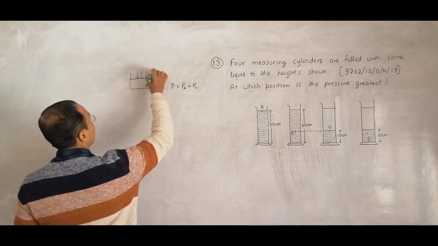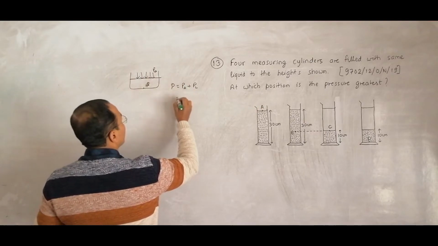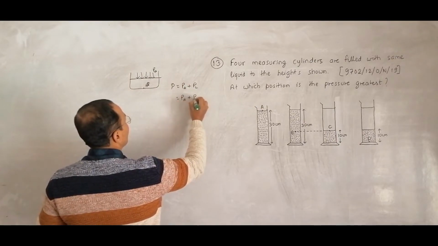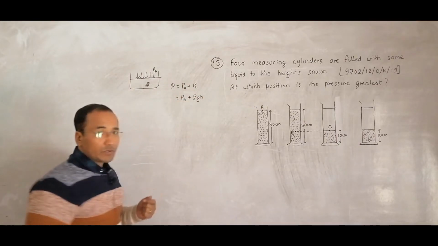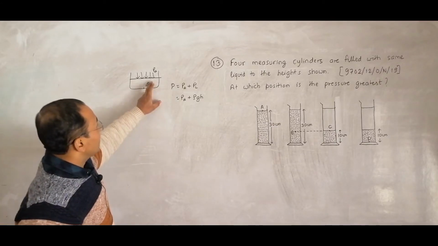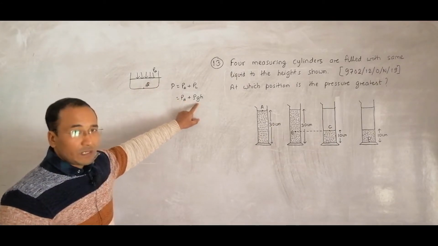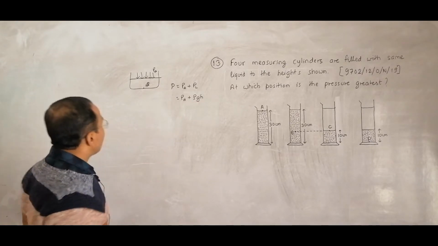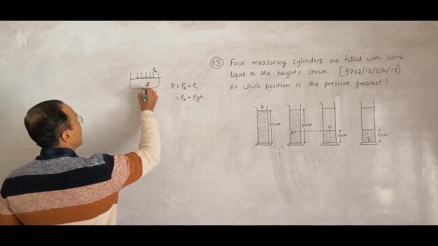This is the P atmosphere. So it is equal to P atmosphere plus rho g h. Rho is the density of this liquid, g is the acceleration due to gravity, and h is the height of the liquid above this point.